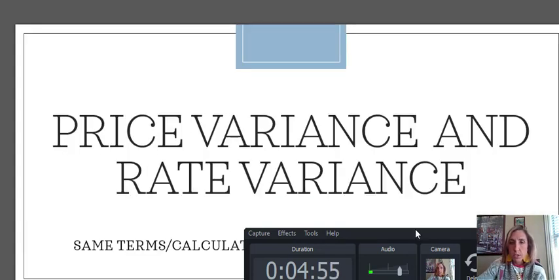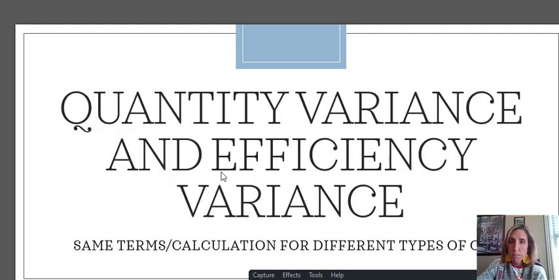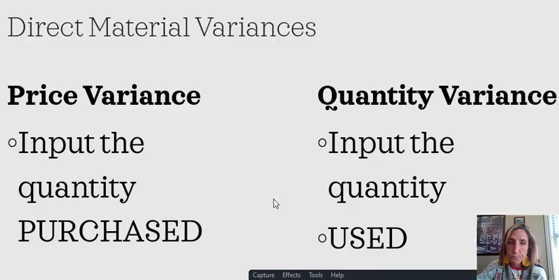This is what I was discussing just a second ago, that the terminology for price and rate are the same, just being applied to two different cost figures. It's called a price variance when it's talking about direct materials. It's called a rate variance when it's talking about direct labor. But the formula would be the same. And then the quantity variance terminology is used for direct materials, but it's the same formula that you would use when you're calculating an efficiency variance on labor and variable overhead.